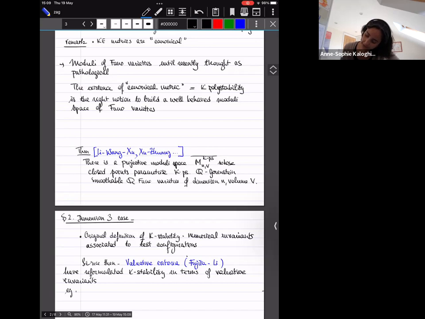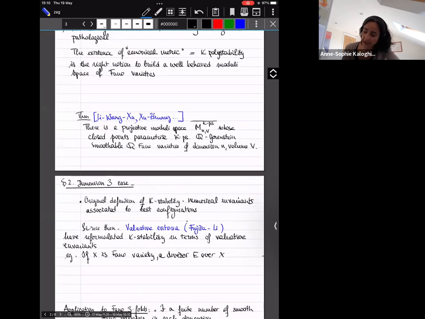So the beta invariant: if X is a Fano variety in our case, then a divisor E over X is a divisor on some model of X. So we have a variety X tilde with a proper map to X, and E appears as a divisor on X tilde, not necessarily on X.